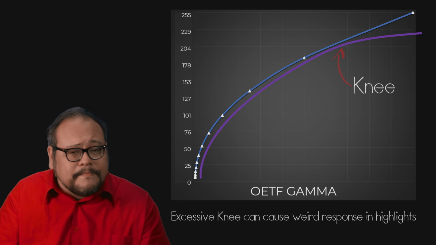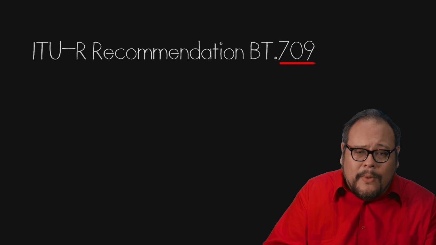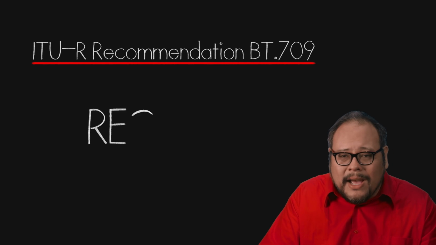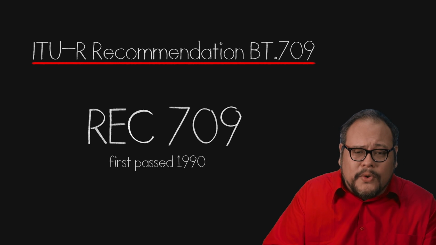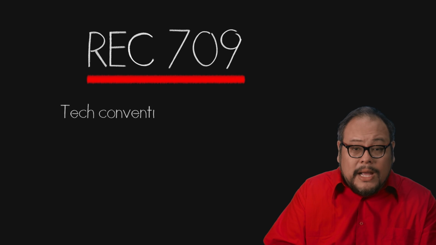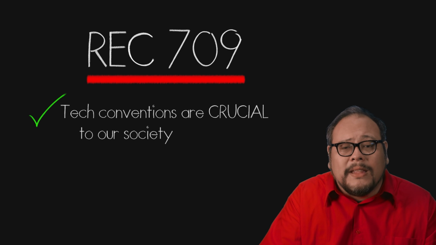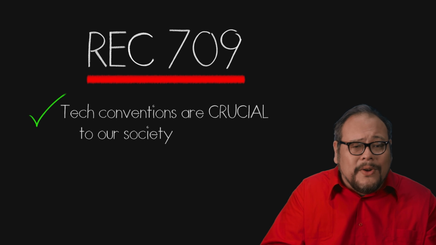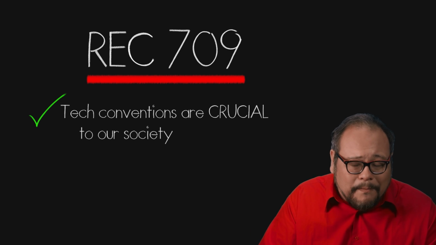the highlight range. This gamma encoding, now defined for HD at least by something you've probably heard of already, ITU-R recommendation BT.709, or simply Rec 709, first passed in 1990. Now these conventions are absolutely crucial to our technological world because it means the TV that you buy today will be compatible with the television broadcast next year or even 10 years from now, as well as ensuring you don't need to teach grandpa how to use a brand new TV set every time a brand new model comes out.